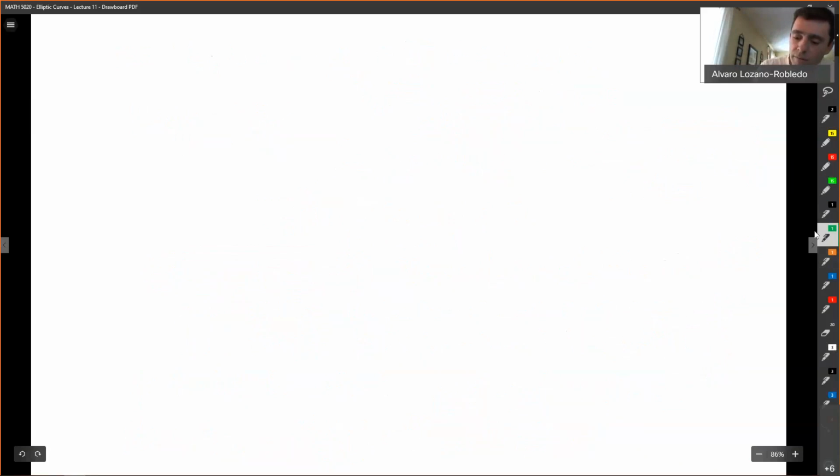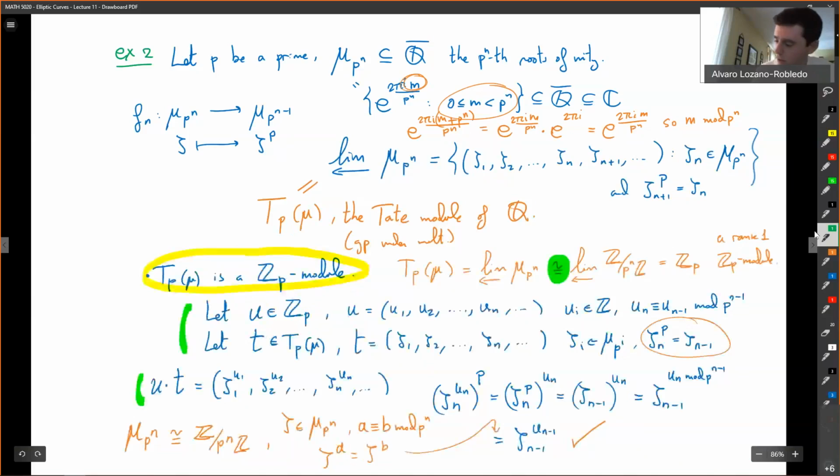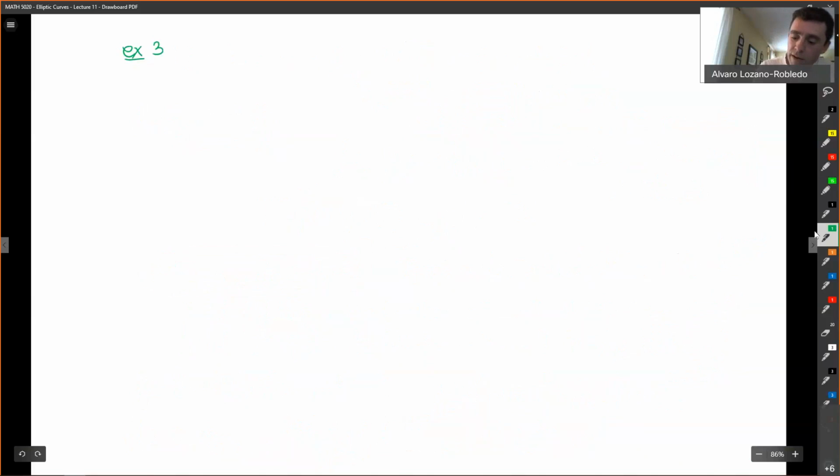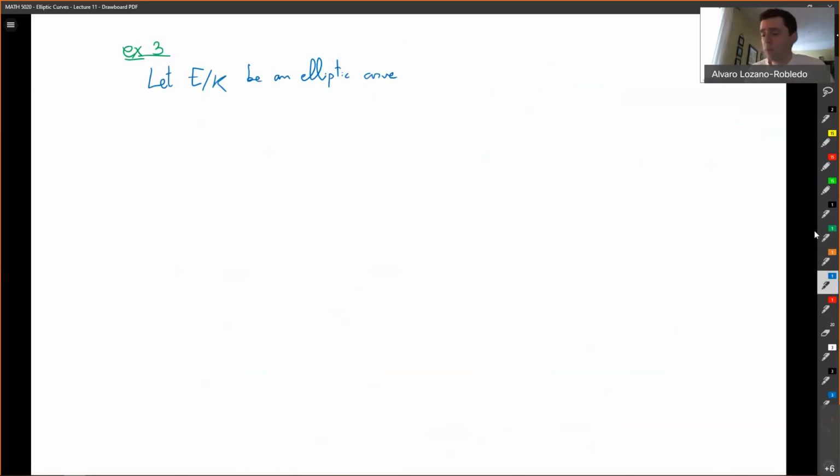So now, what example was that? Example 3. So now example 3 here is going to be the following. Let E over K be an elliptic curve. I'm going to assume here that the characteristic is 0, but that doesn't matter, except that once I do isomorphisms, then it's going to matter. P is prime.